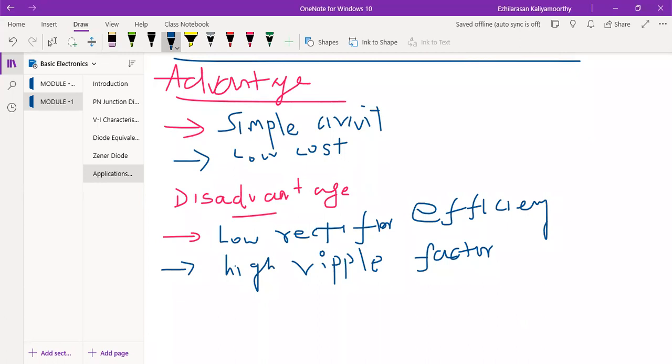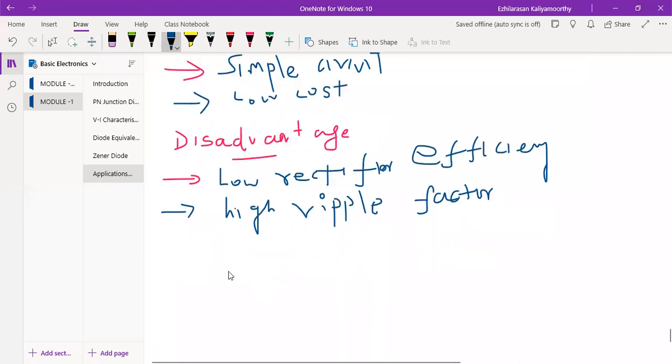Next, DC saturation of the transformer core results in magnetizing current and hysteresis losses and the production of harmonics. So these are some advantages and disadvantages of the half-wave rectifier. This is nothing but a half-wave rectifier.